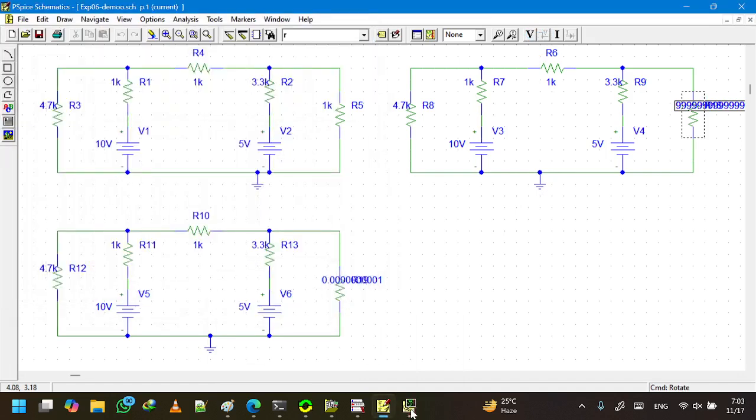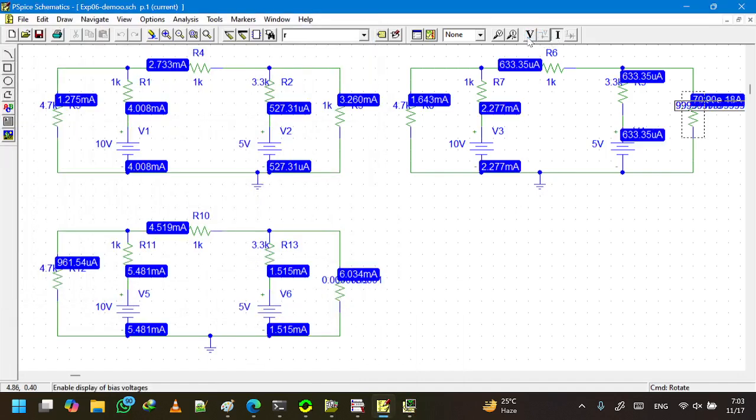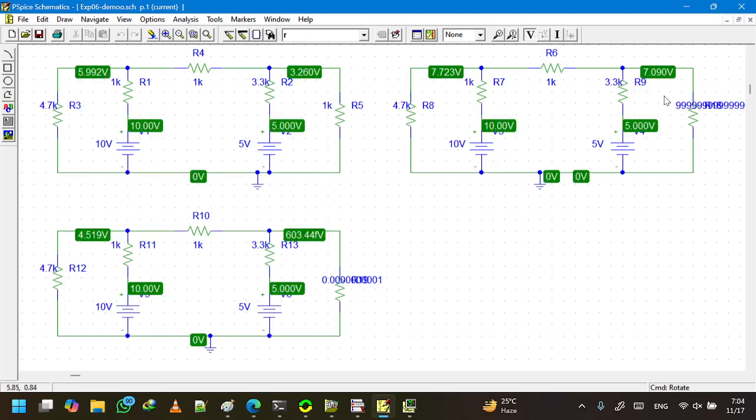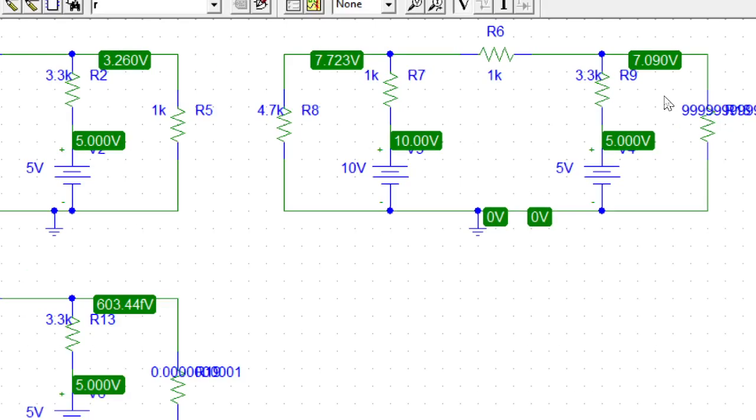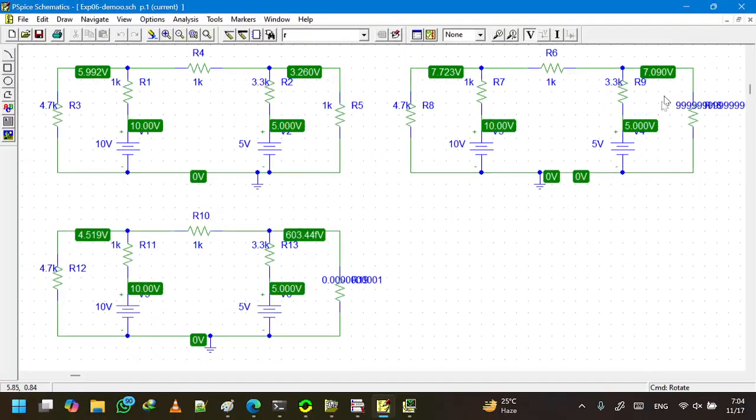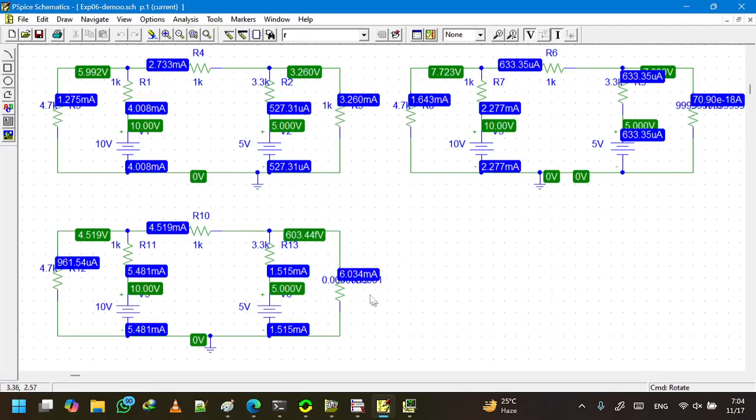We still have error. No, we do not have error. I don't know what went wrong the last time. So we see that the short circuit current, the Norton current, is 6.034, and when we turn on the voltage, the open circuit voltage is 7.09. So we have these values of IN and RN. IN is 6.034 and the open circuit voltage is 7.09.